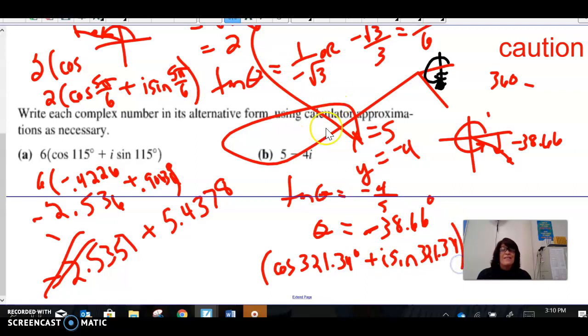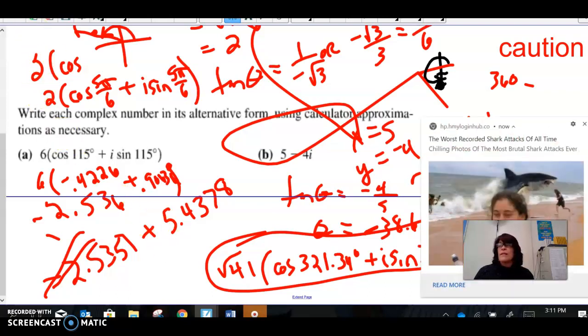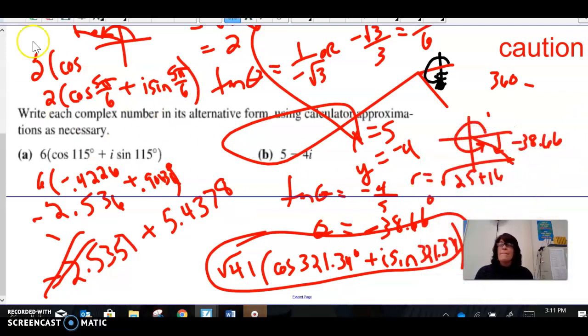I need my r, right? So r is the square root of x squared plus y squared, square root of 41. There we go. There's my trig form. Sorry that was so fast. Square root of 41 cis 321.34 degrees is the other way you can write that. Okay. All right.